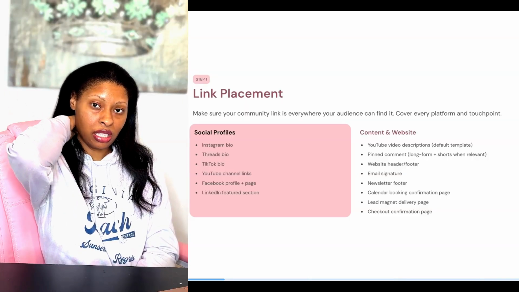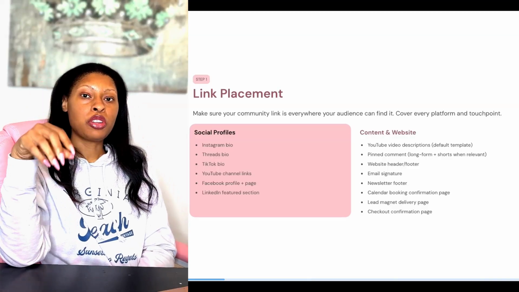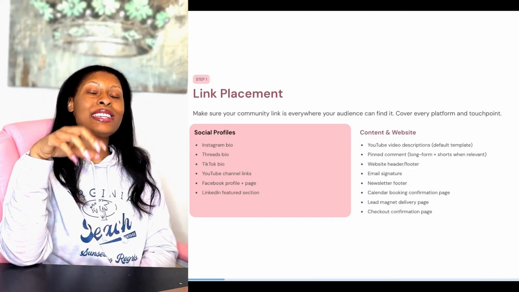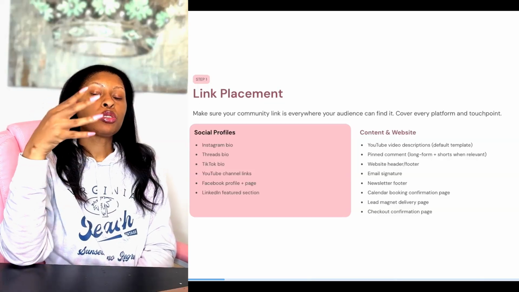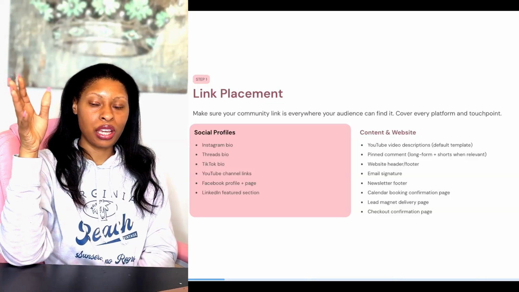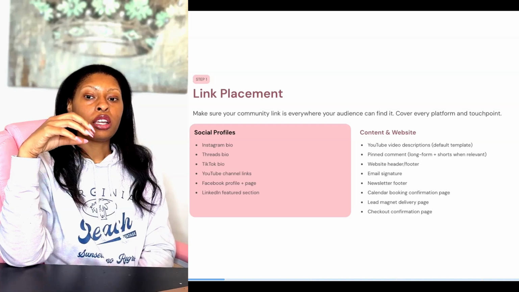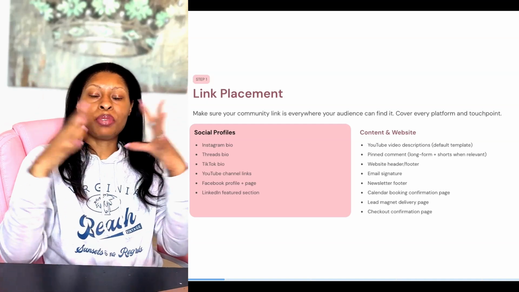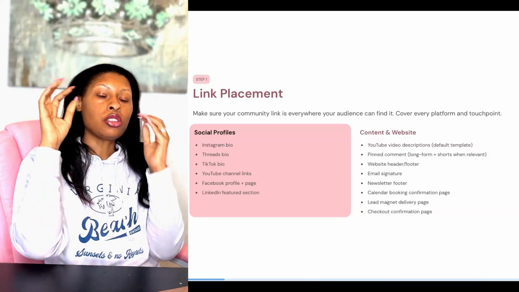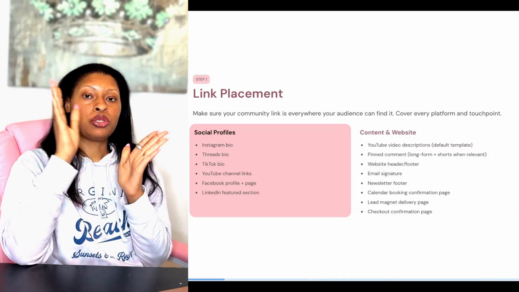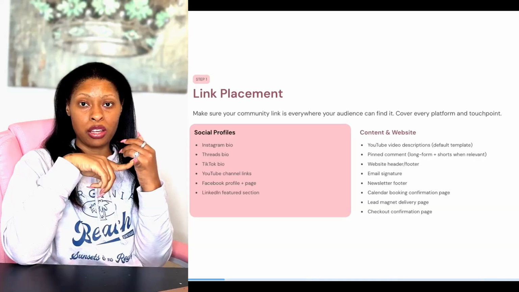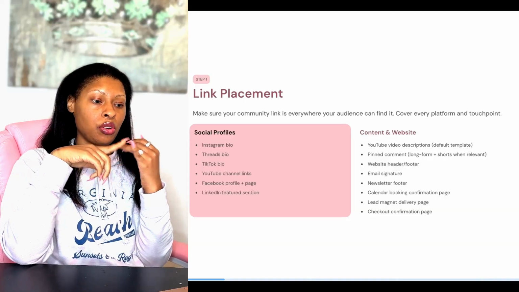So here's the thing. You have your community. You want people to join it. So we need to make sure that we're making it as easy as possible for people to even find our community. Unless it's like some exclusive thing, there's no reason why you don't let it be as easy as possible for people to find this space. So we've broken this down into two subcategories. We have social profiles and we have your content.